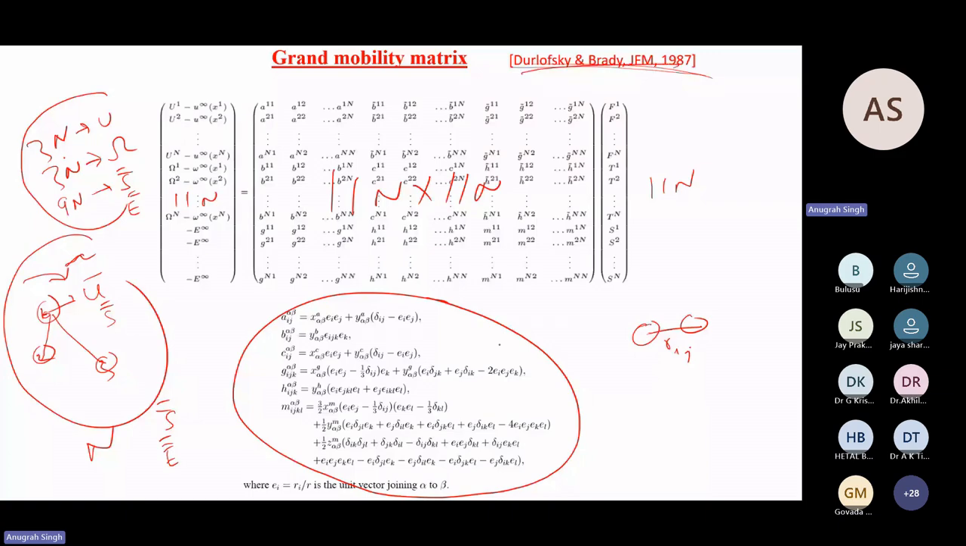Single particle, the diagonal part: 6 pi mu for forces, 8 pi mu for torque, and 20 by 3 pi mu r cube for the stress rate. So fairly straightforward. They are tabulated.